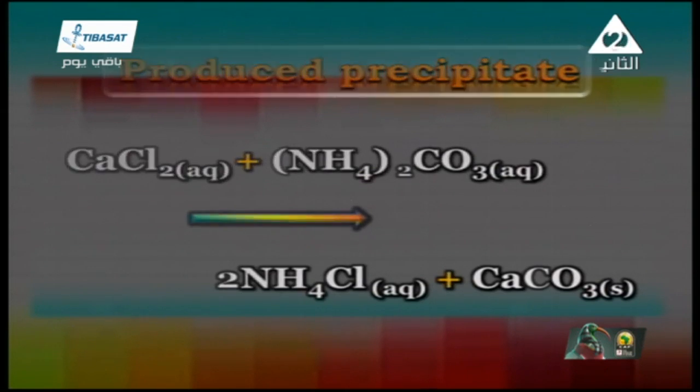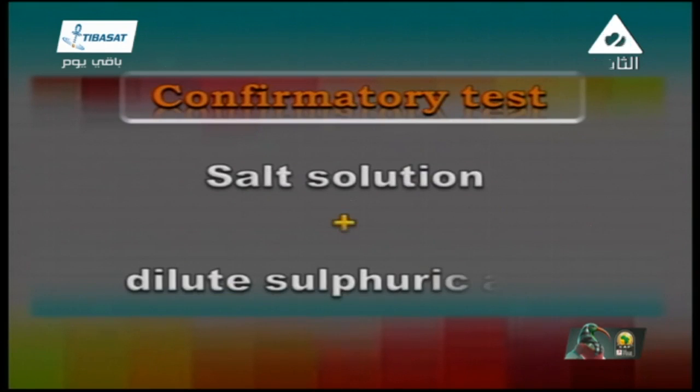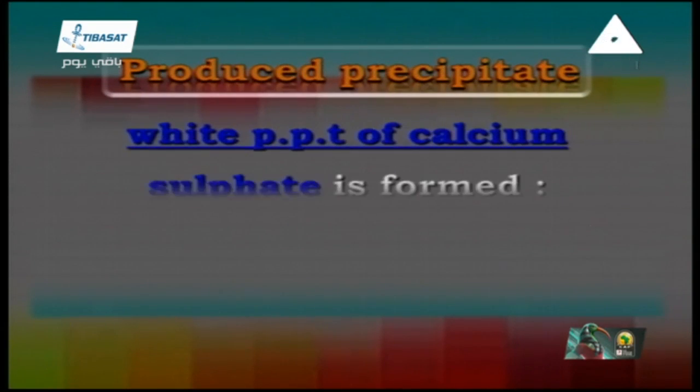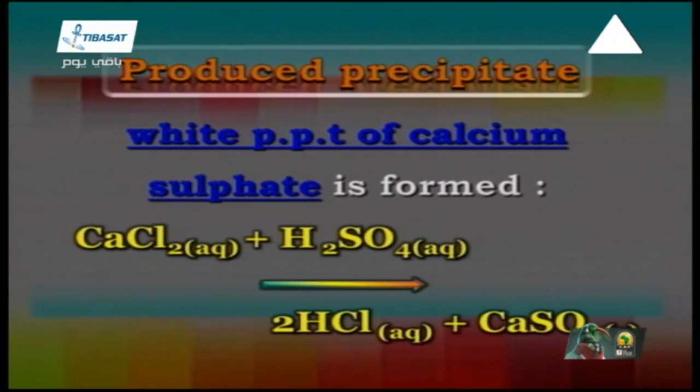Here, my dear student, the confirmatory test: the salt solution plus dilute sulfuric acid. Here, the produced precipitate is a white precipitate of calcium sulfate. As the equation proceeds, calcium chloride plus sulfuric acid gives hydrochloric acid solution and calcium sulfate, which is a white precipitate, as the following animation shows.